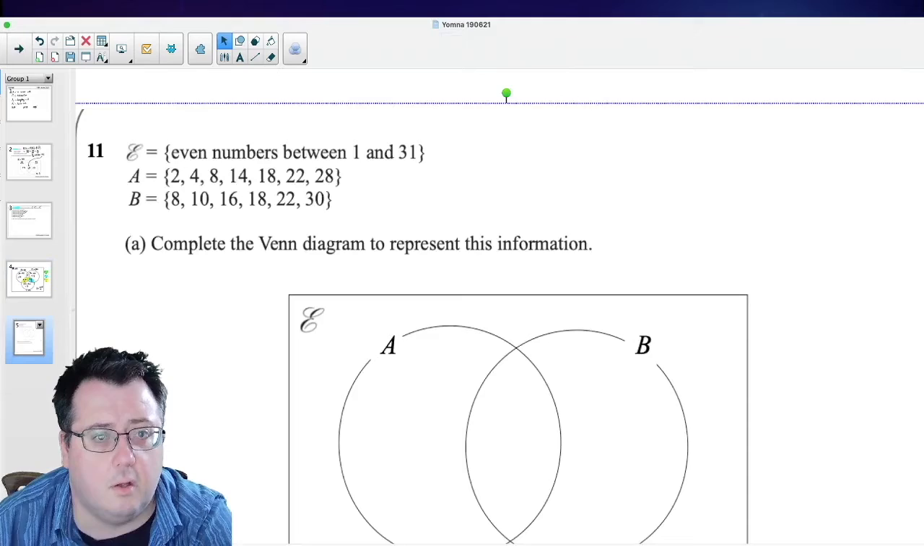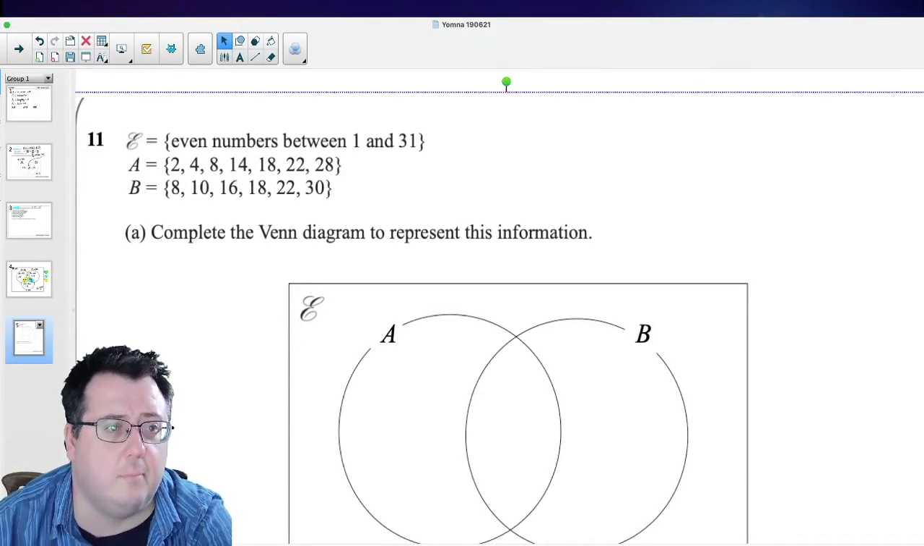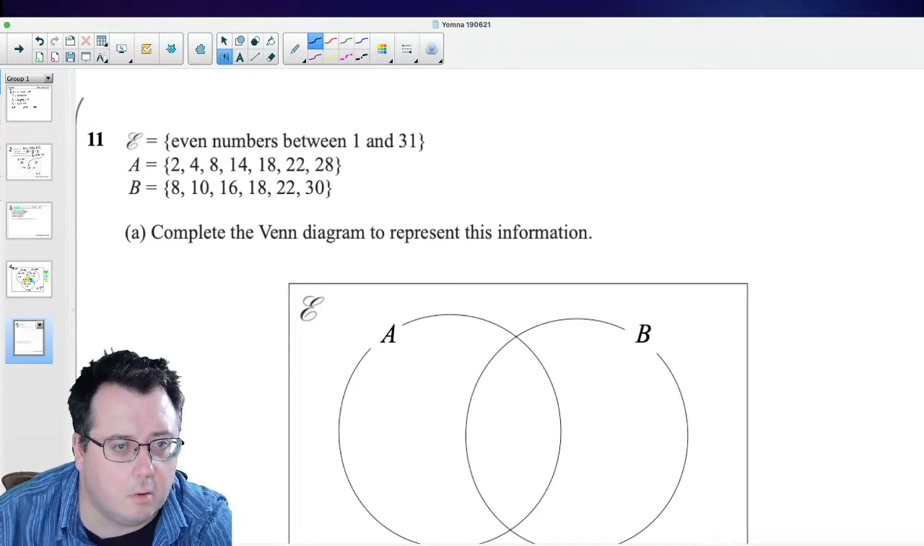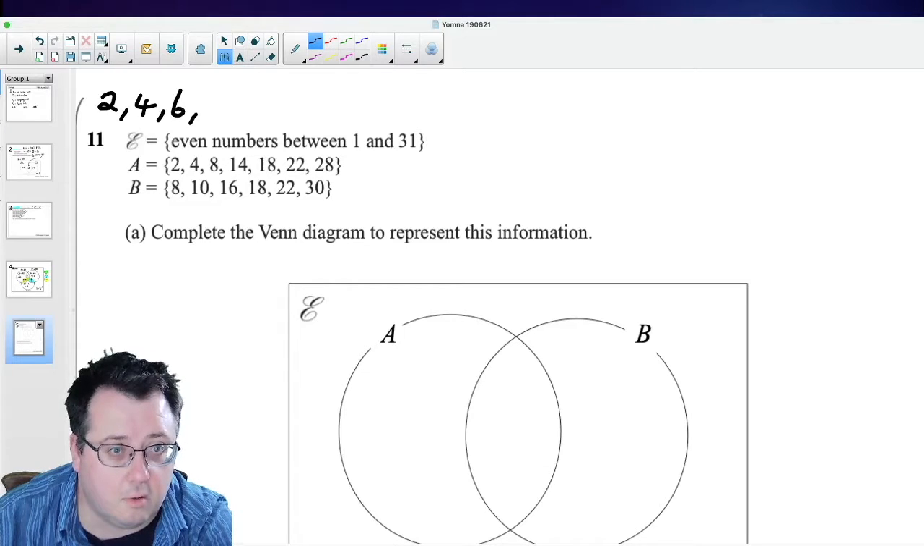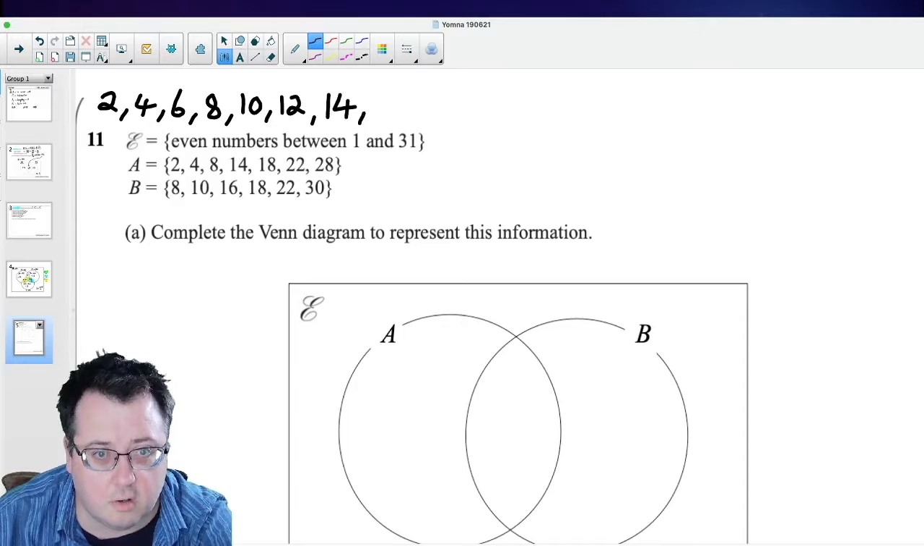Okay. E is the even numbers between 1 and 31. Okay? So, what is all the even numbers between 1 and 31? 2, 4, 6, 8, 10, 12, 14, 16, 18.